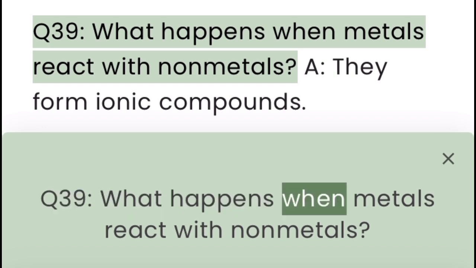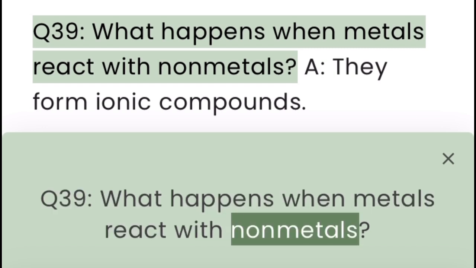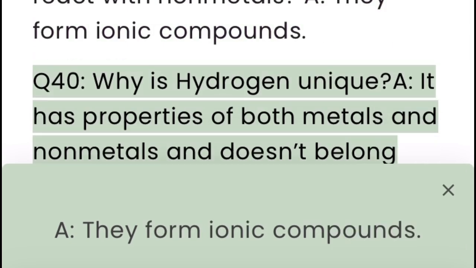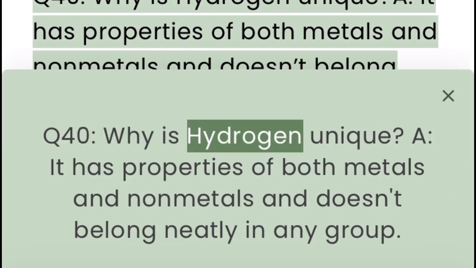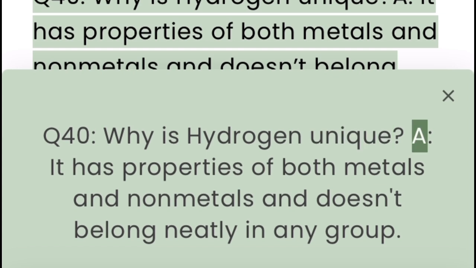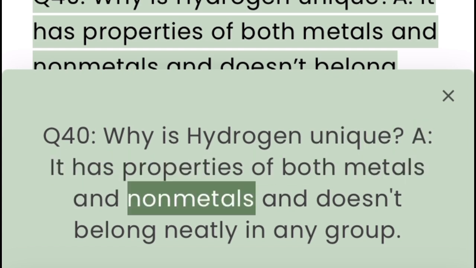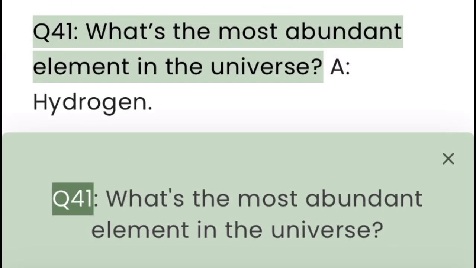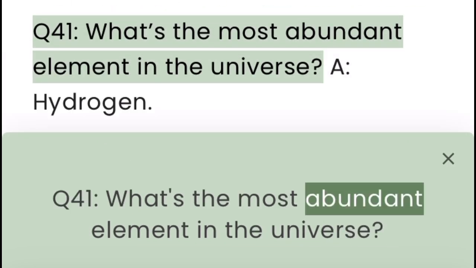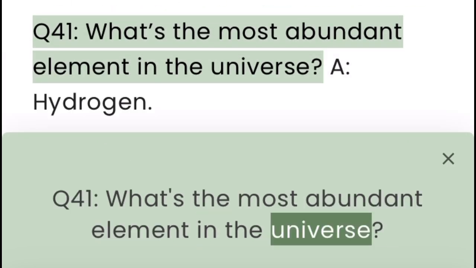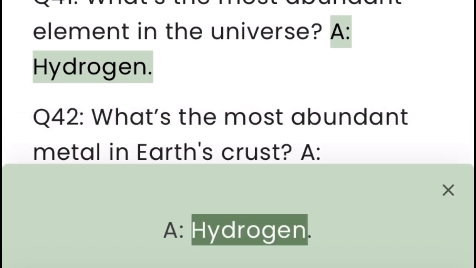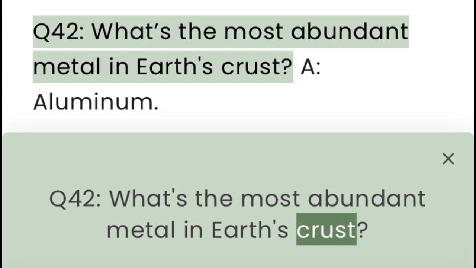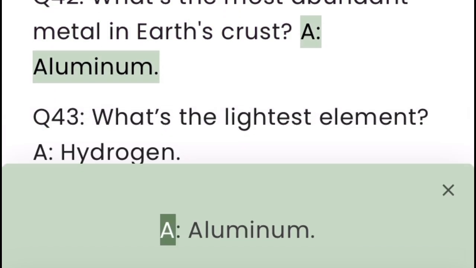Q39. What happens when metals react with nonmetals? A. They form ionic compounds. Q40. Why is hydrogen unique? A. It has properties of both metals and nonmetals and doesn't belong neatly in any group. Q41. What's the most abundant element in the universe? A. Hydrogen. Q42. What's the most abundant metal in Earth's crust? A. Aluminum.